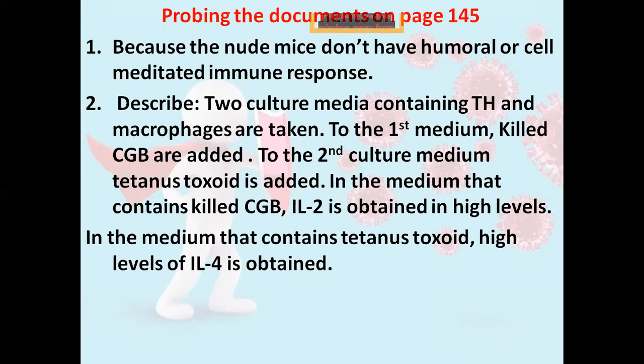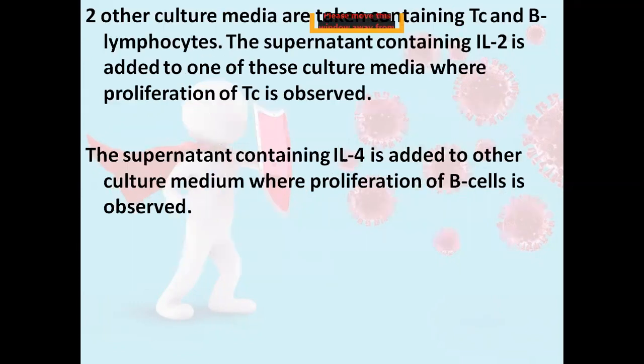Description: two culture media containing T helper cells and macrophages are taken. Always describe in the passive voice. We don't say we cultured, we removed, we separated. No, you didn't. They did. I don't know who. So always use the passive. Killed BCG is added. In the second culture medium, tetanus toxoid is added. In the medium that contained killed BCG, IL2, interleukin 2, is obtained, while the medium that contains tetanus toxoid gives interleukin 4.